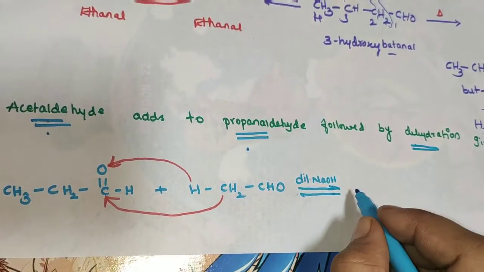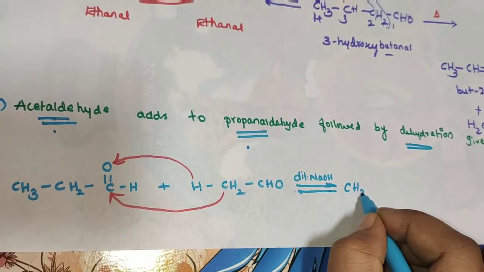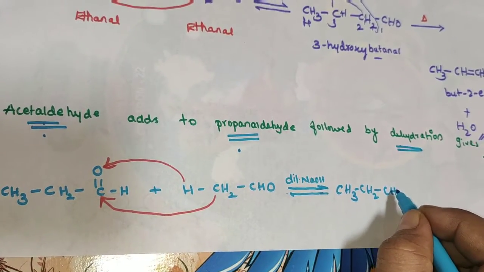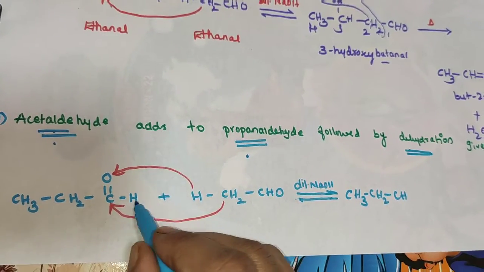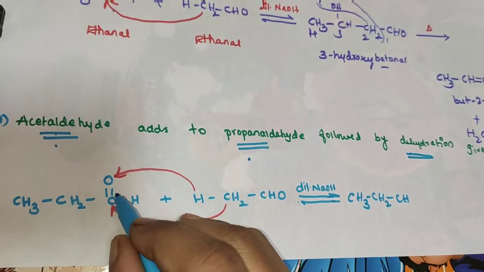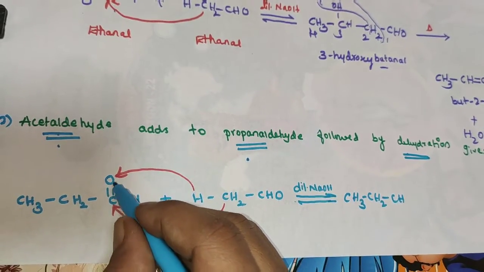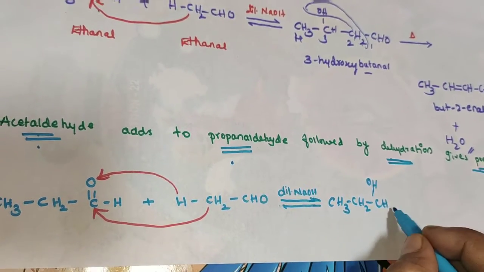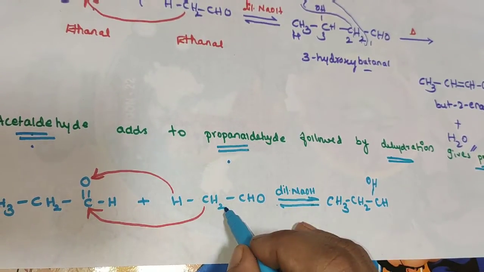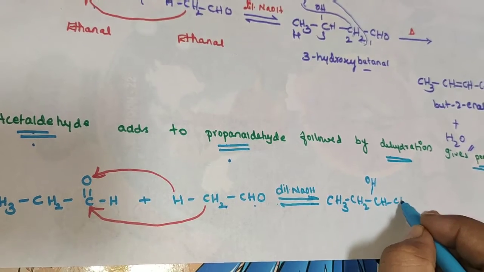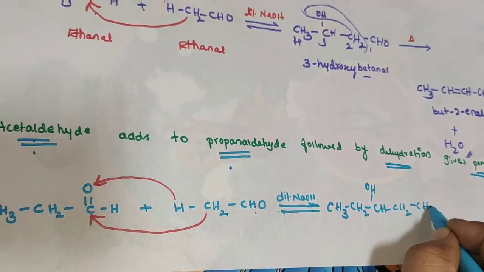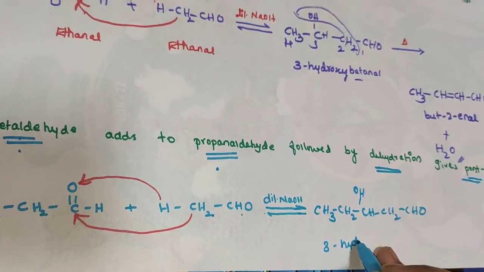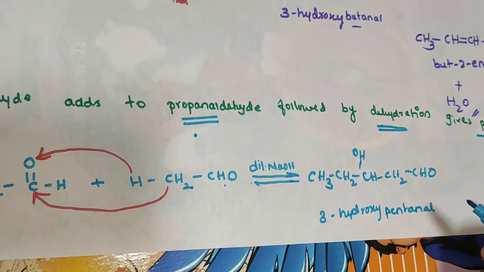So what is the possibility of product formation here? CH3 CH2 CH. Now this carbonyl carbon has a double bond, it will be converted into a single bond, so an OH group, and the remaining CH2 CHO. So this is known as 3-hydroxy pentanal.